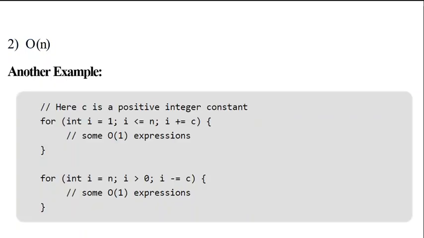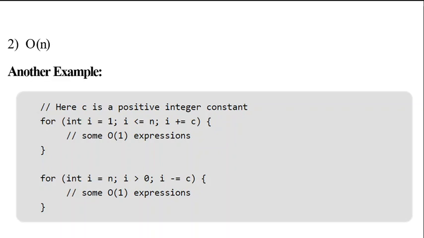Also, we have a positive integer constant: for int i equals 1, with the condition if i is less than or equal to n, and then it will be incremented by c. And then we have some big O of 1 expressions, which should be constants, don't forget.